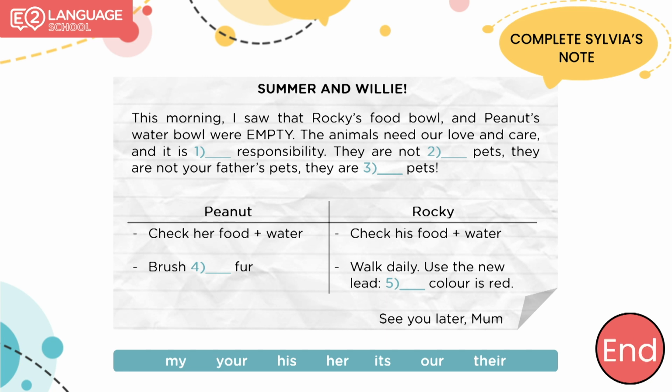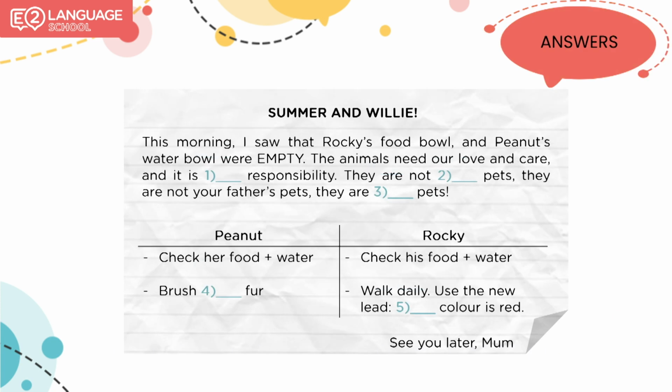All right, how did you go with that one, everyone? Let's take a look at the answers. So, the first possessive pronoun we need is your. So here this is the plural form of your. Sylvia is talking to both Summer and Willie. So it's the responsibility of Summer and Willie to look after the pets.